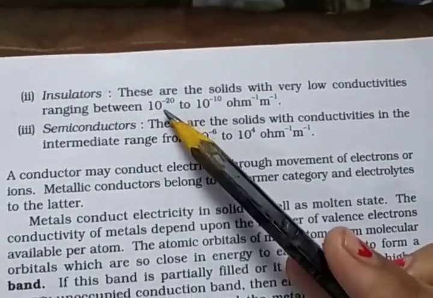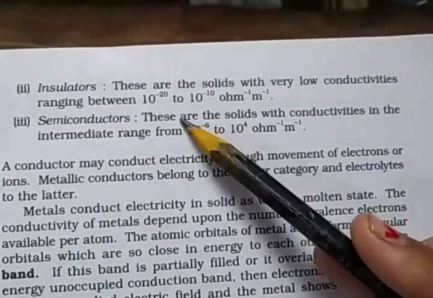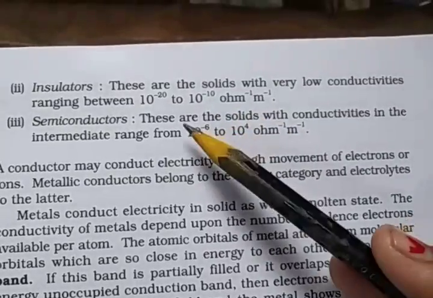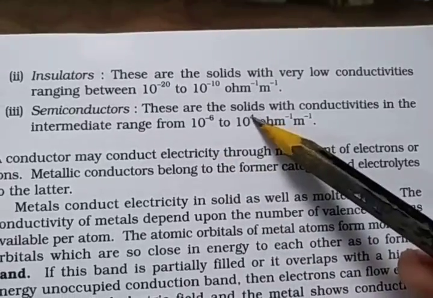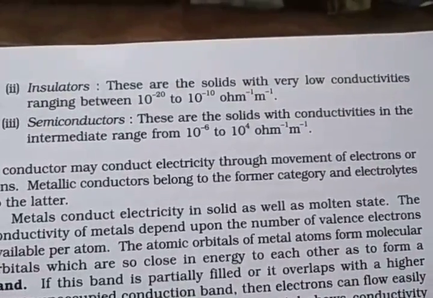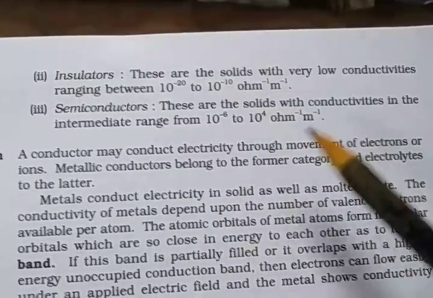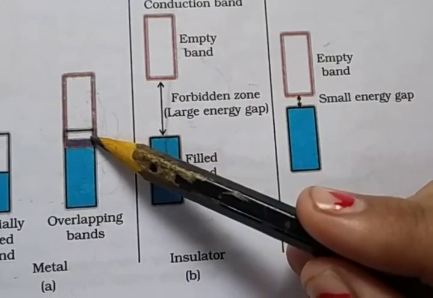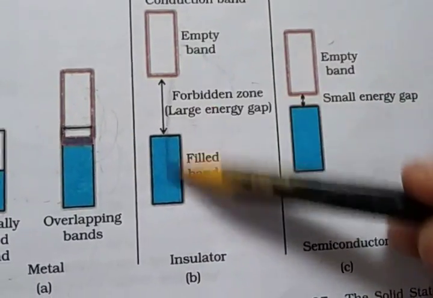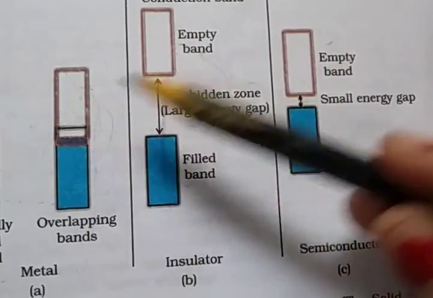Next, the third one is semiconductor. On the basis of conductivity, semiconductors are between the conductors and insulators, so their value is also in between. These are solids with conductivities in the intermediate range, from 10 raised to the power minus 6 to 10 raised to the power 4 ohm inverse meter inverse, known as semiconductors. So see the conductivity of the semiconductor. Here you see a small forbidden zone, here very large, and here very small, and here large.